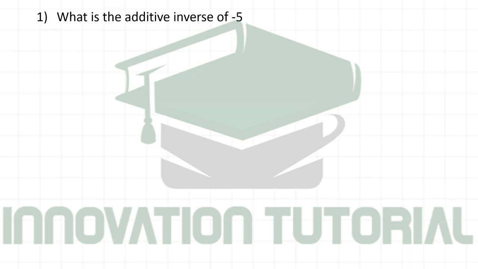The first question is, what is the additive inverse of minus 5? You need to find the additive inverse of minus 5. Your options are A 0, B 5, C 1, or D minus 5. I repeat my question. What is the additive inverse of minus 5? A 0, B 5, C 1, or D minus 5.